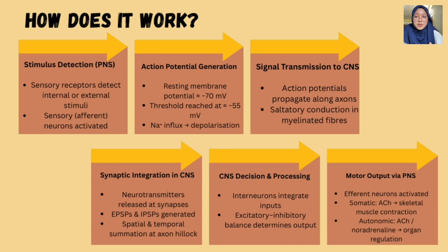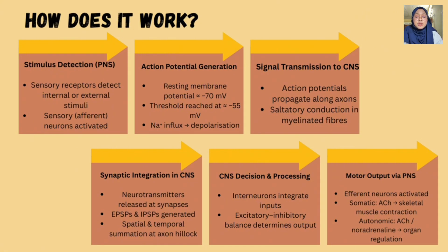As we know, neurons have a resting membrane potential of approximately negative 70 millivolts. When the stimulus reaches the threshold of around negative 55 millivolts, sodium ions will enter the neuron, causing depolarization and generating an action potential. After that, the electrical signal is then transmitted to the central nervous system.